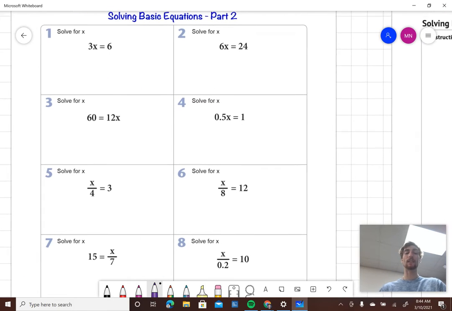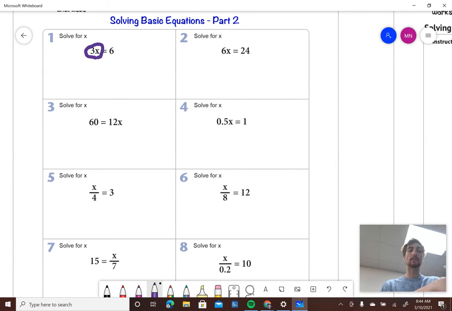Now, today, we are incorporating multiplication. And we know it's multiplication because it's implied: a 3 next to a number or a 6 next to a variable is 3 times a number or 6 times a number. So let's go ahead and figure out how we could undo this multiplication.